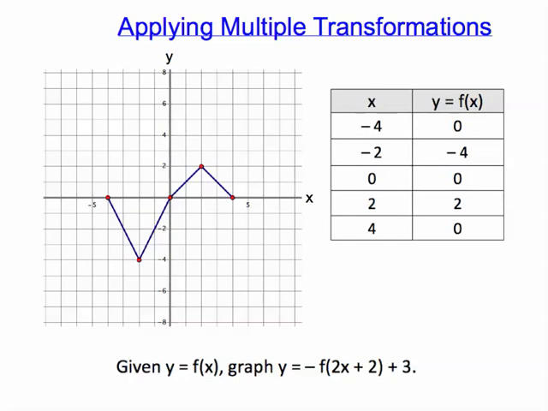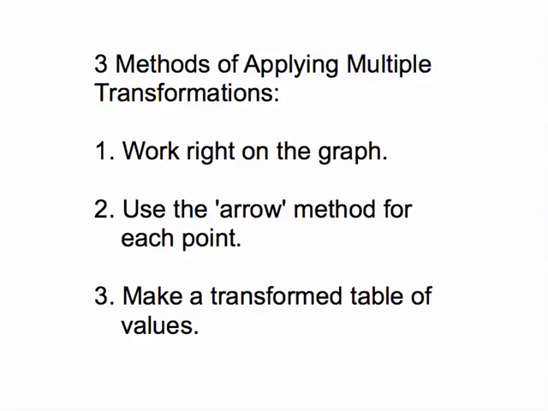Okay, carrying on with applying multiple transformations to a single function, just to remind you the question that we've been posed is: given y equals f(x), graph y equals negative f(2(x + 1)) + 3. And there are three different methods that we're going to look at for doing this. The first one, which we'll look at in this video, is working right on the graph. And then in subsequent videos, I'll show you what I call the arrow method for each point, and also a method that involves making a transformed table of values.